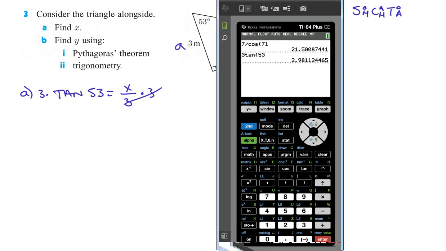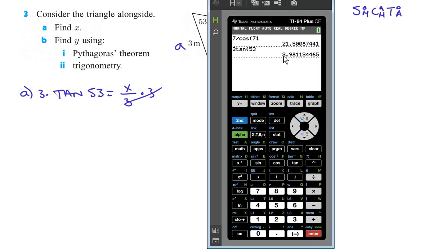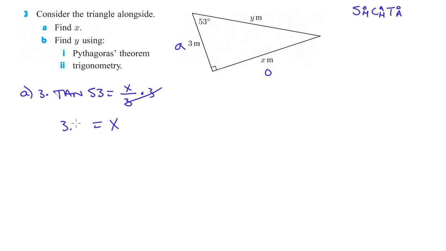Does it say round? It doesn't say round, so let's just do 3 significant figures. 3.98. So x equals 3.98 meters for part A. Okay, for part B, find y using Pythagoras' theorem.